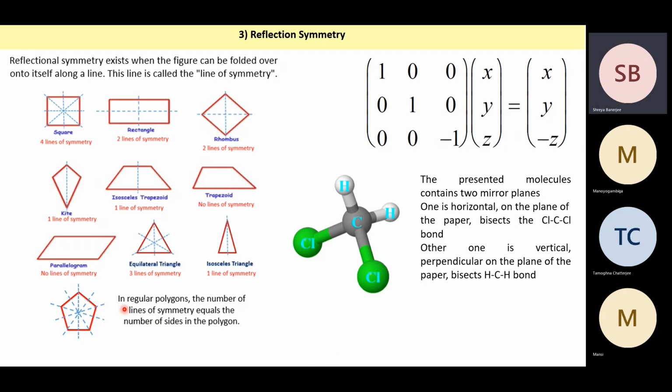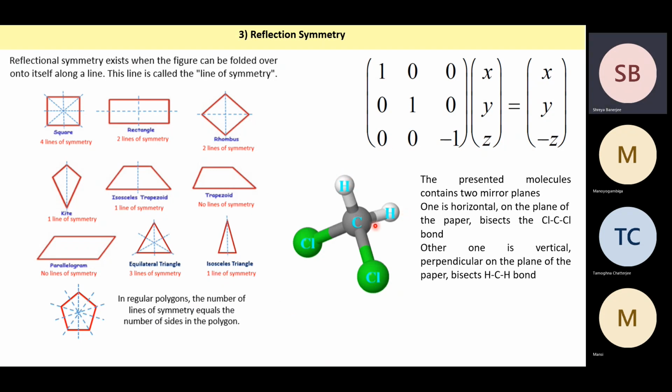A good rule of thumb to remember is that in regular polygons, the number of symmetry axes equals the number of sides in the polygon. So this is a 5-sided polygon, and you will have 5 lines of symmetry passing through the middle of each side. Similarly, for a 10-sided polygon, you will have 10 lines of symmetry.